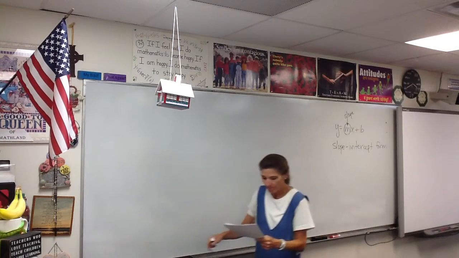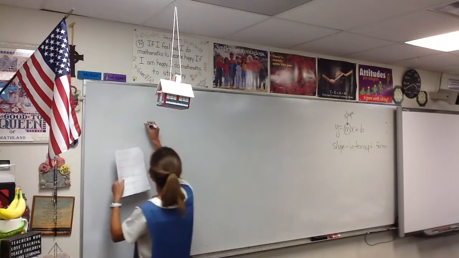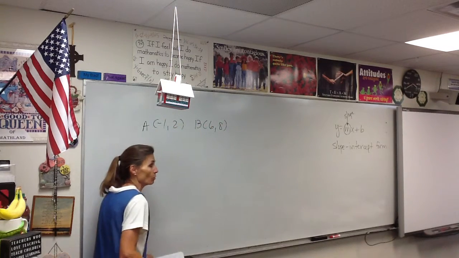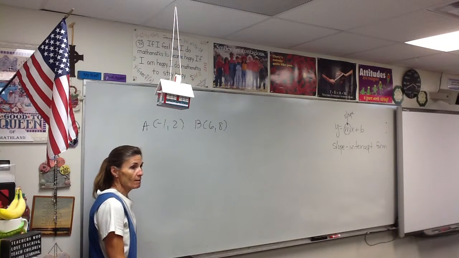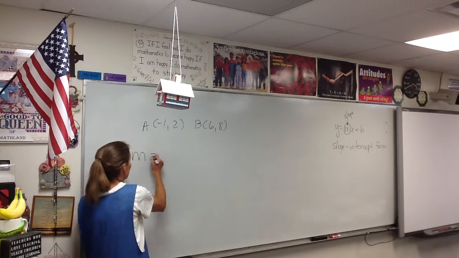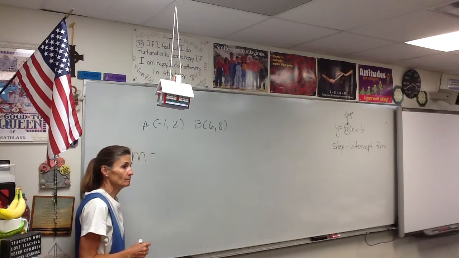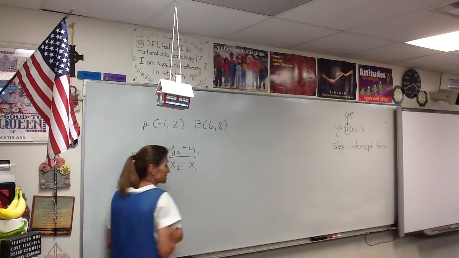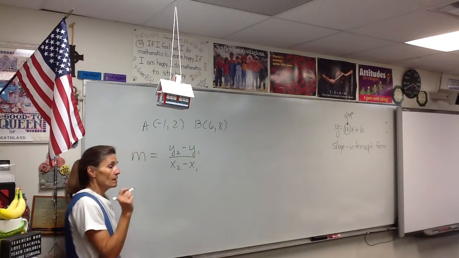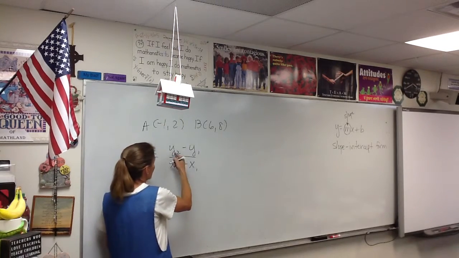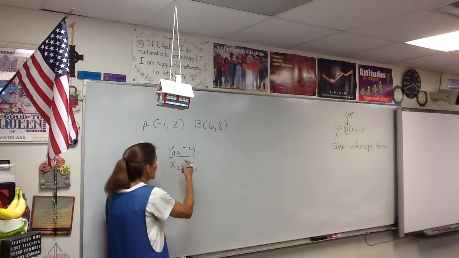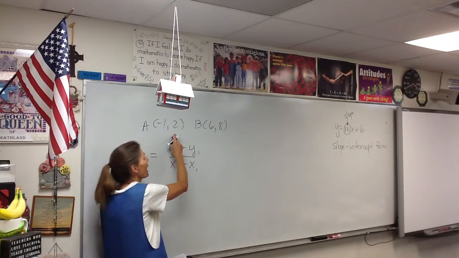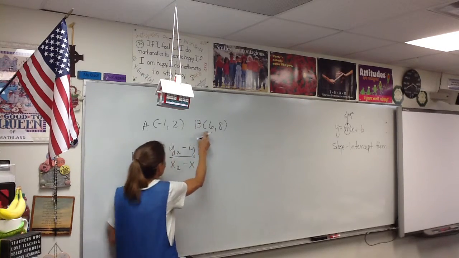So the first question, 1a, says here are our 2 points. And we're going to find the slope. Okay? So here we go. M equals, how did you say we did it, Jamal? Y minus y over x minus x. Now, I just arbitrarily said y2 minus y1. If you do the second y minus the first y, you have to do the second x minus the first x.